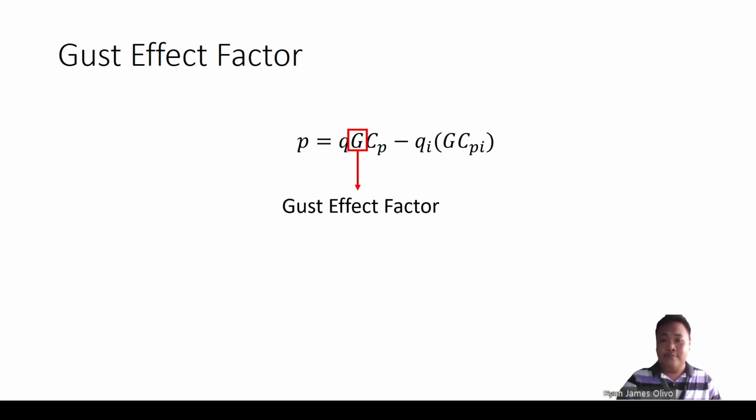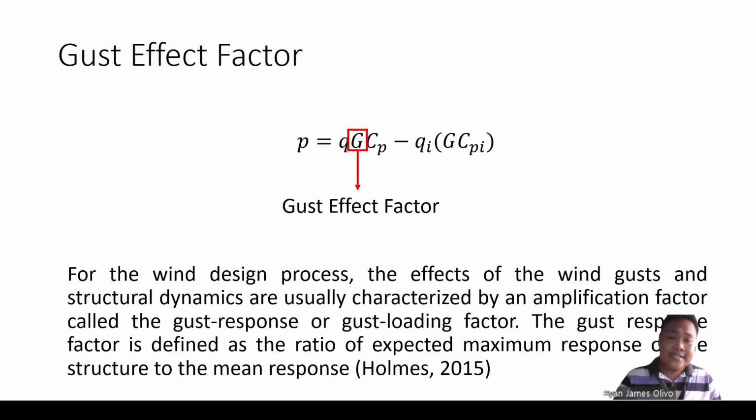According to Holmes, the gust effect factor is an amplification factor. It is called an amplification factor. So it amplifies the design pressure. This design wind pressure is what we are going to use in the design of our structure. So it is important to consider the gust effect factor because this is an amplification factor.